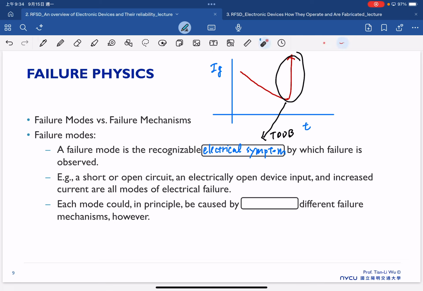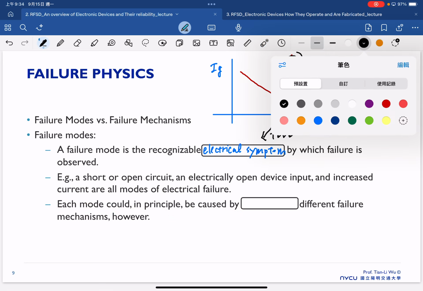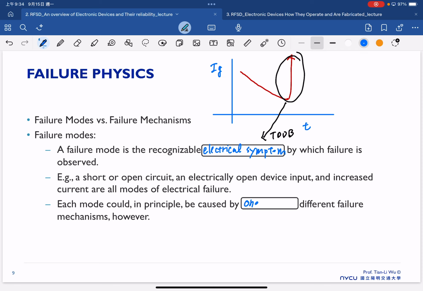In addition to this one, there are some other failure modes. For example, a short or open circuit, an electrical open at the device input, or increased current are all modes of electrical failures. Also, each mode could in principle be caused by one or more different failure mechanisms. That means the same failure mode could possibly be caused by different mechanisms.